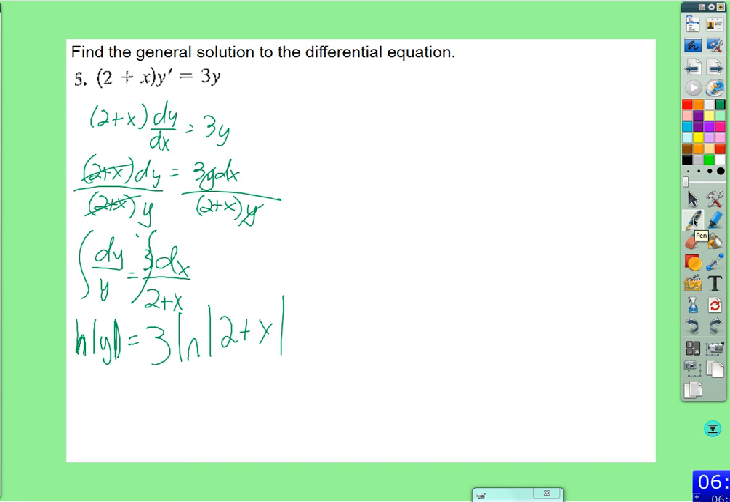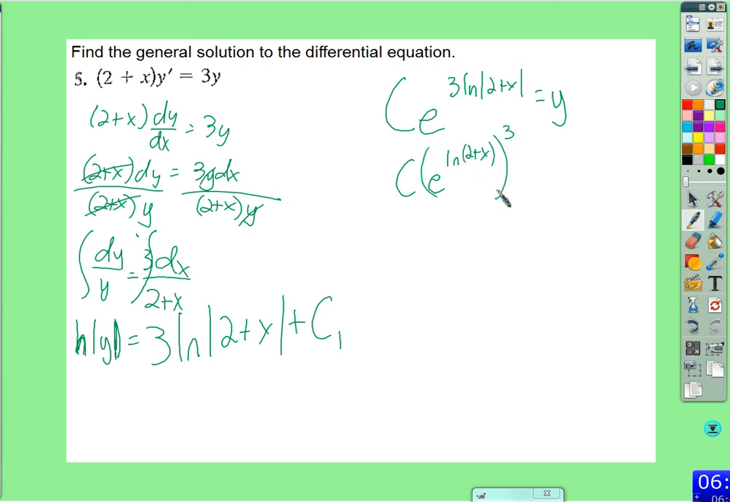Try to get y by itself here. Oh, we got plus c, right? So y equals C e to the 3 natural log of 2 plus x. Then you can do C times e to the natural log of 2 plus x, to the third, right? That was e to the natural log of 2 plus x, which is 2 plus x.